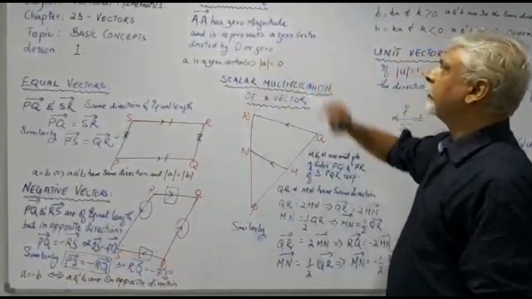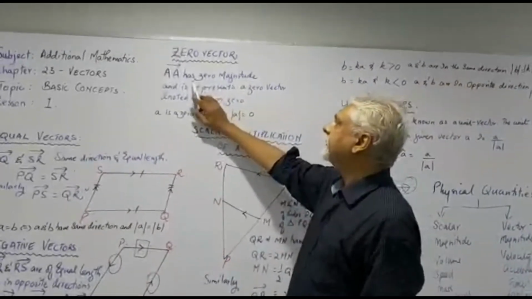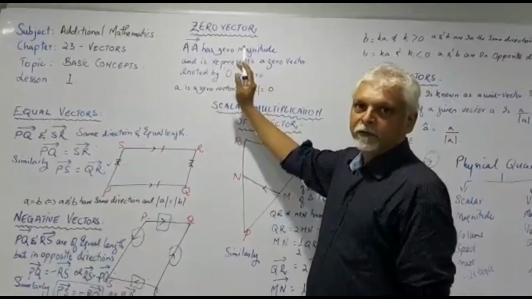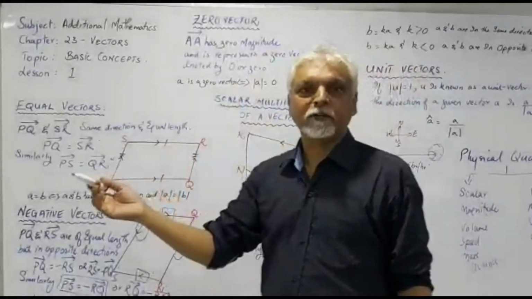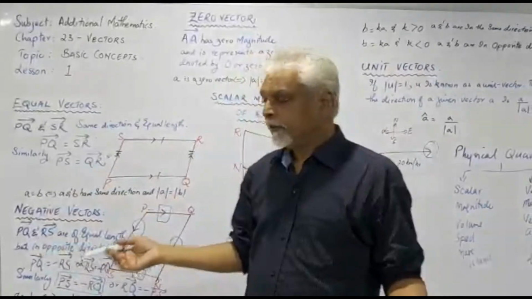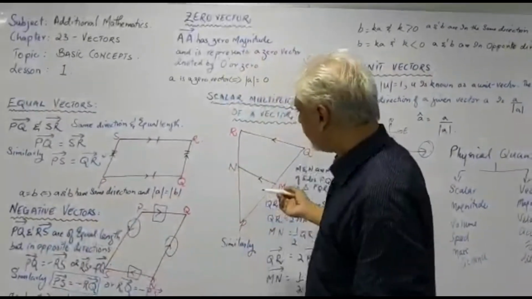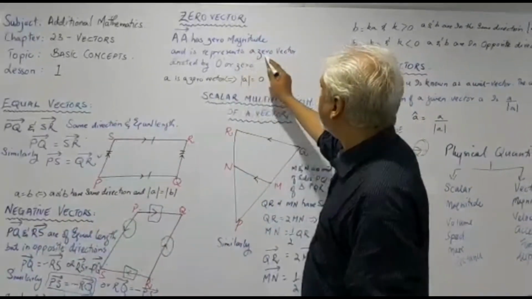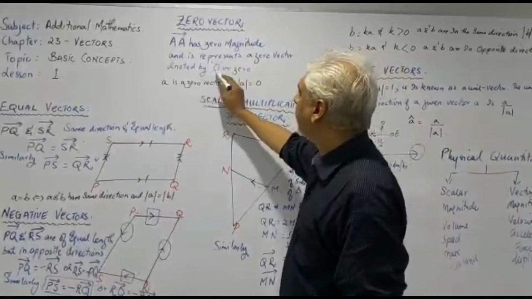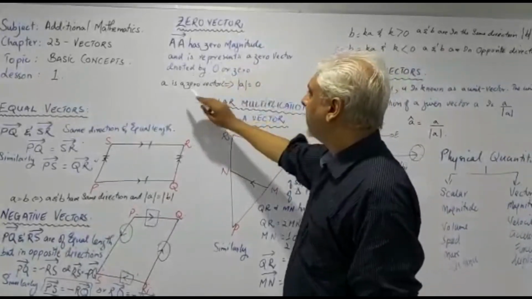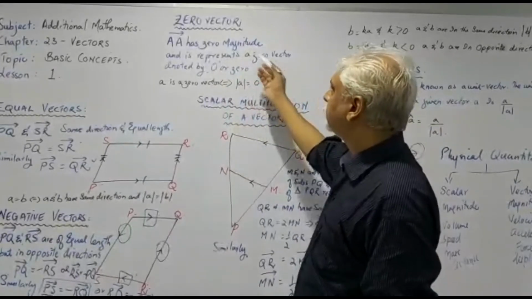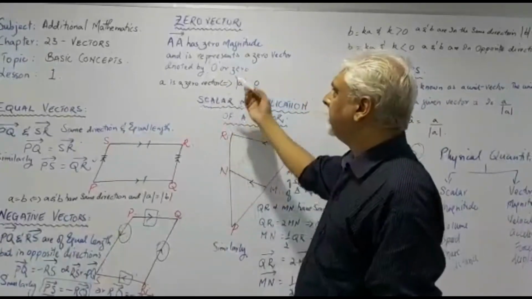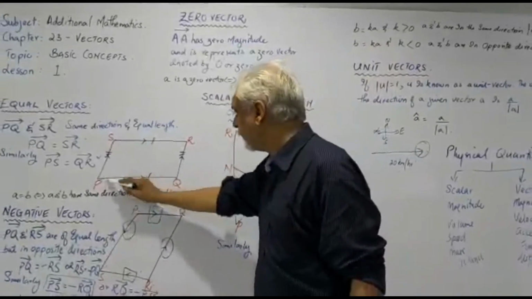Now, let's move on to the zero vector. A zero vector means it has zero magnitude. You know, 20 kilometers per hour minus 20 kilometers per hour will give you 0 kilometers. This is denoted by O or 0. A minus A is a zero vector, so this is what is equal to, for example P to P over here.